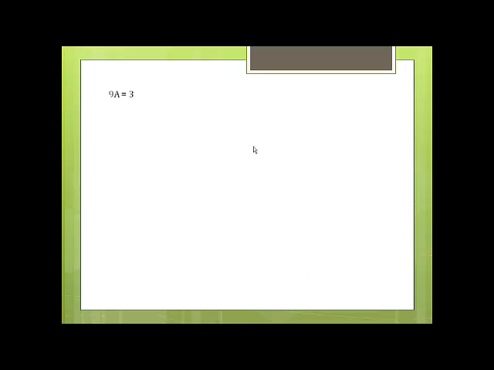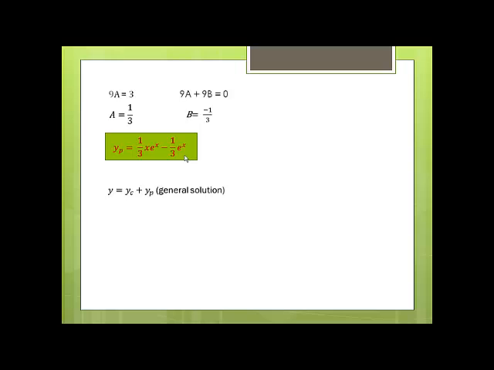So we have 9a is equal to 3, so we can now get the value of a. A is equal to 1/3, and after that we can already get the value of b. Since 9a plus 9b is equal to 0, having the value of a as 1/3, b is equal to negative 1/3. So our yp now is equal to 1/3 x e raised to the power of x minus 1/3 e raised to the power of x.